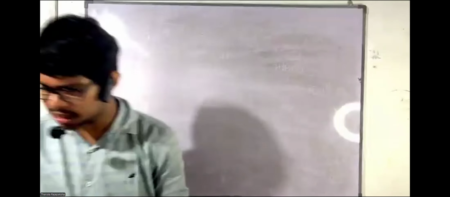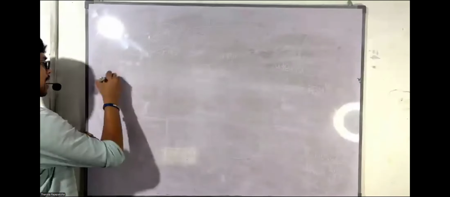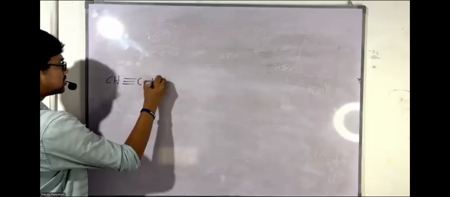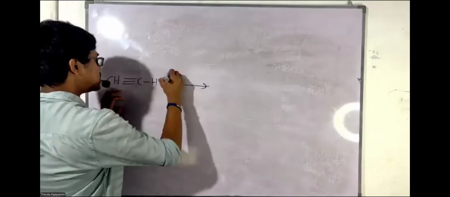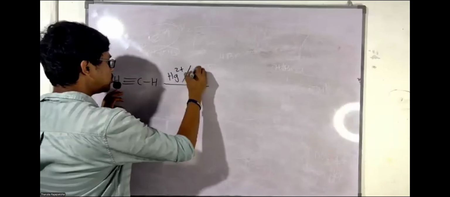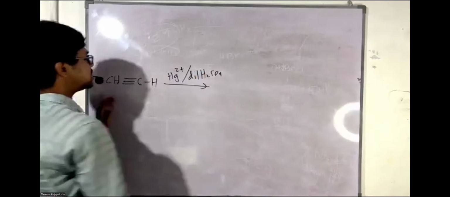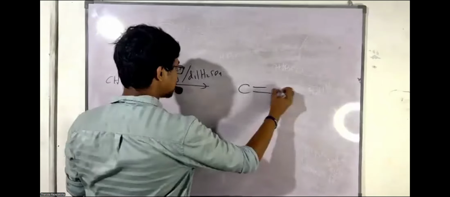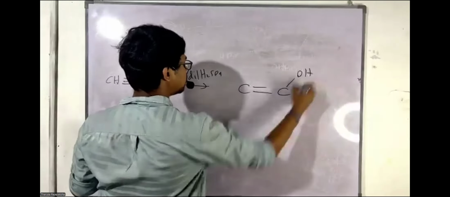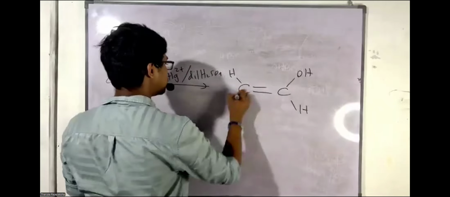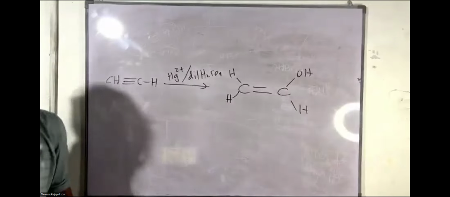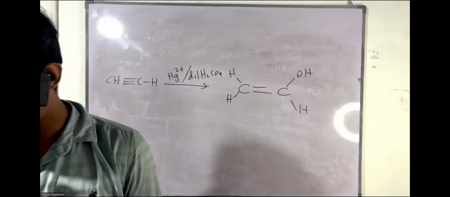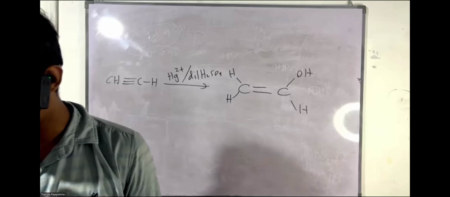So you can see there is an enol. First of all, what happens? CH3, C triple bond CH. So you have this compound and then you add Hg2+ and dilute H2SO4, and then what you are going to form is something like this: C double bond C, OH, hydrogen, hydrogen, hydrogen. This is the product. This is called an enol. Any questions?